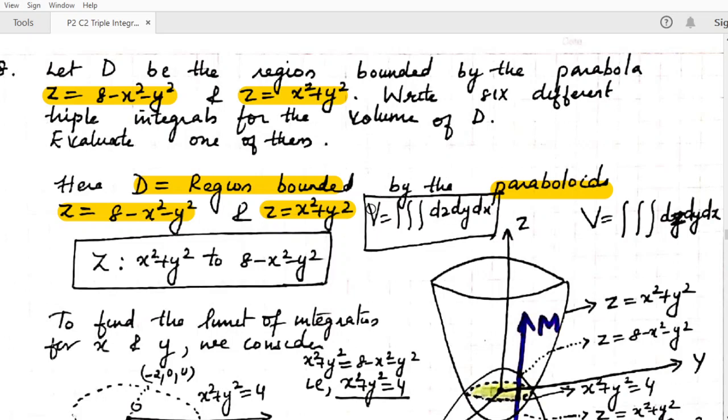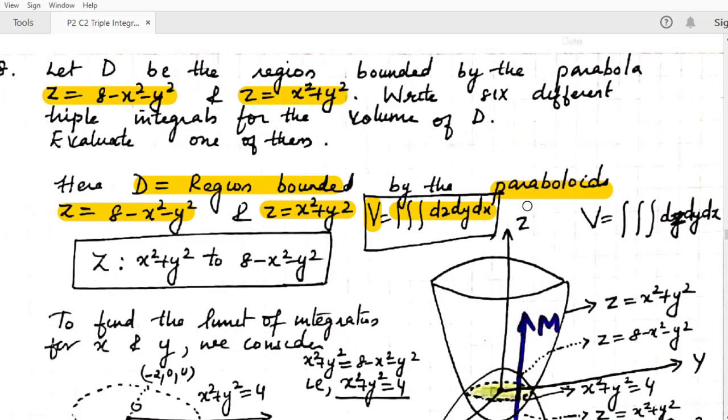So we know the formula to find the volume. V is equal to triple integral dz dy dx, or triple integral dz dx dy, or triple integral dy dz dx, or triple integral dy dx dz. There are 6 different ways in which we can arrange dz dy dx, so there are 6 different formulas to find the volume of D.